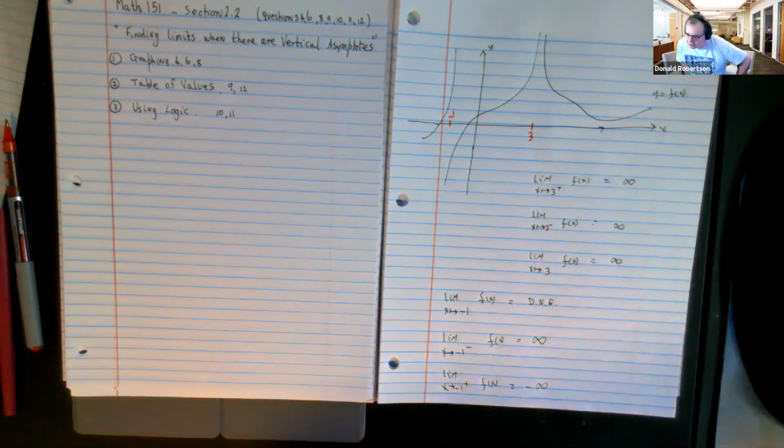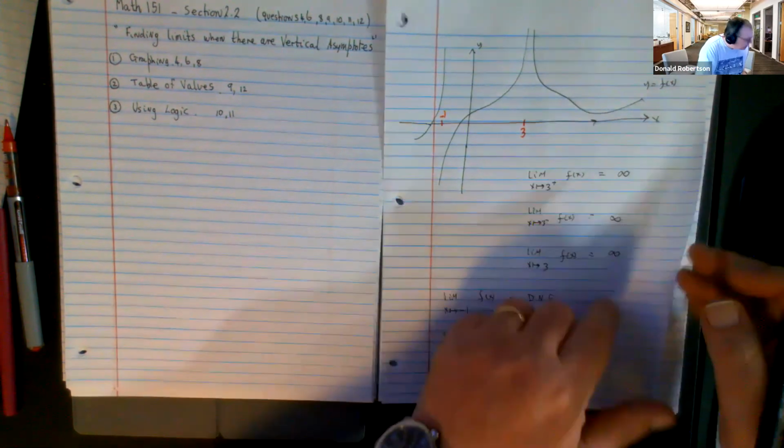Are we comfortable with, if you get a picture, you can tell what's happening at vertical asymptotes? Okay, so there is another version of that graphing I want to show you.